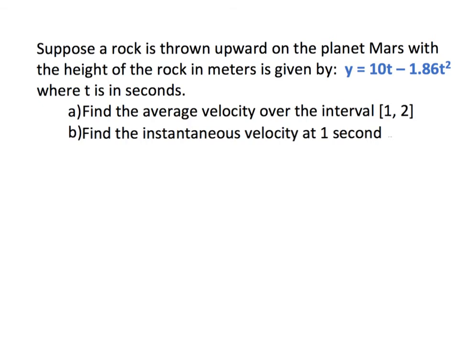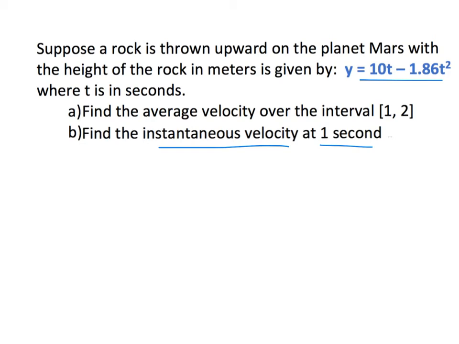So last part of this lesson is kind of relating this to some real-world applications. And so it says, suppose a rock is thrown upward on planet Mars with a height given by this model here. It says, first case, find the average velocity over the interval 1 to 2. In the second case, it says, find the instantaneous velocity at 1 second. So what the exact velocity would be at x equals 1 second.